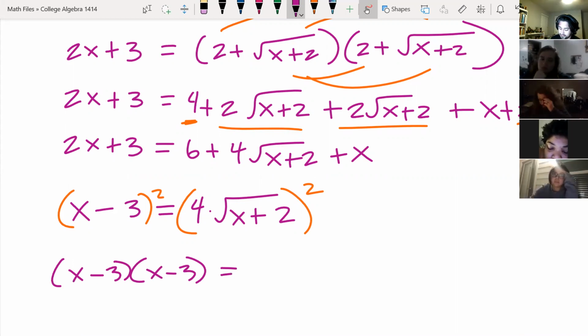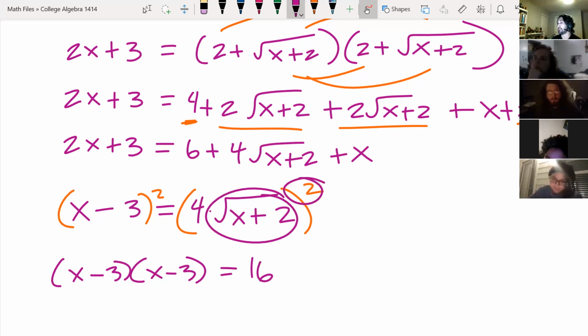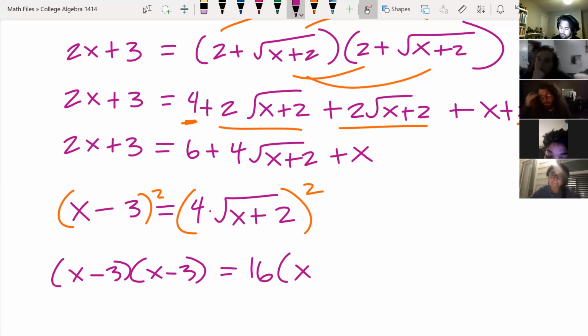16. Squared, not square rooted, right? Oh, 16. You're good. And then what happens when you square the square root of x plus 2? What does that become? X plus 2. Make sure to put it in parentheses. Now look at that. Do we have any more radicals? No. Now, all we have to do is a lot more algebra and solve for x. We're almost there.